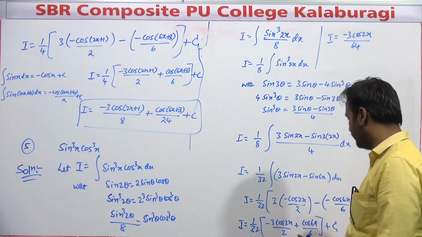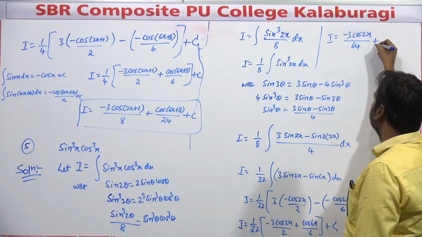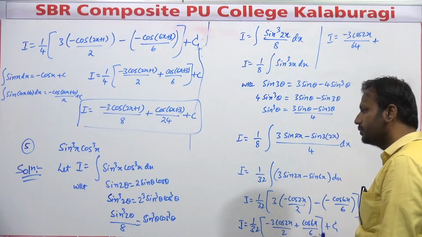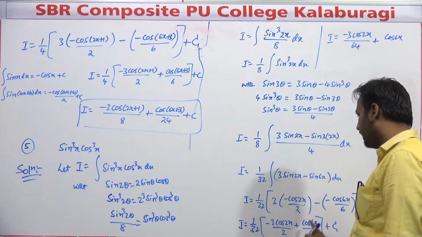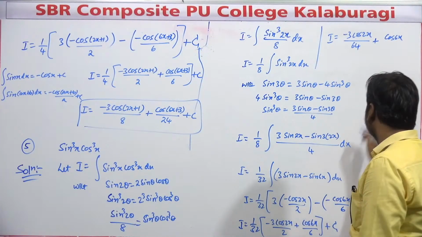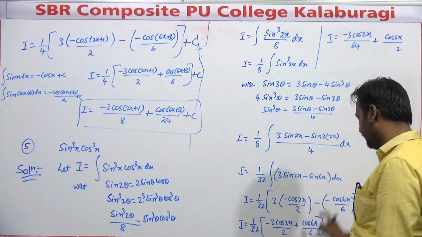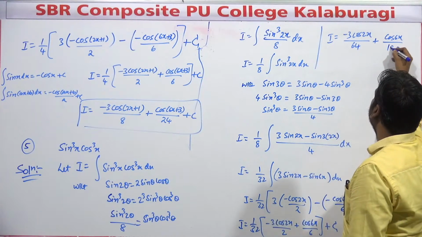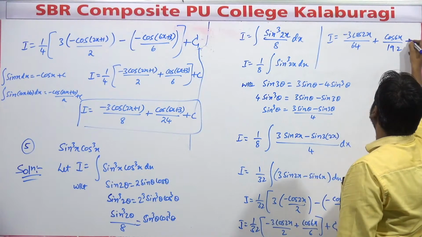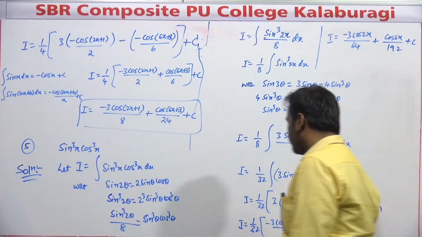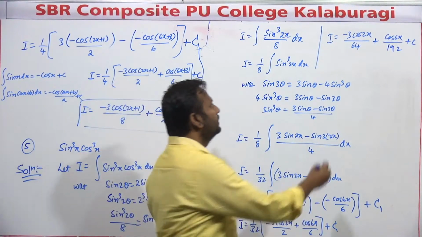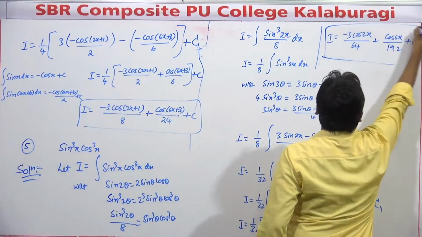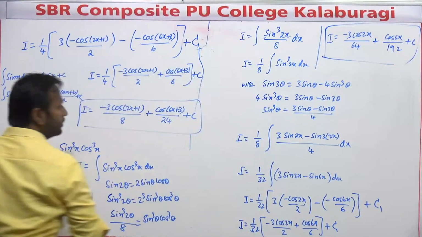Plus into minus plus into plus. So 1 by 32 into this one here. 1 into cos 6x is cos 6x in the numerator, and the denominator is 32 into 6. 6 2s are 12, 1 carry 6 is 18, plus 1 is 192. So plus c. If you multiply 1 by 32 into 6, you will get 192 as the answer. So this is the total answer for the given sine cube cos cube integral.